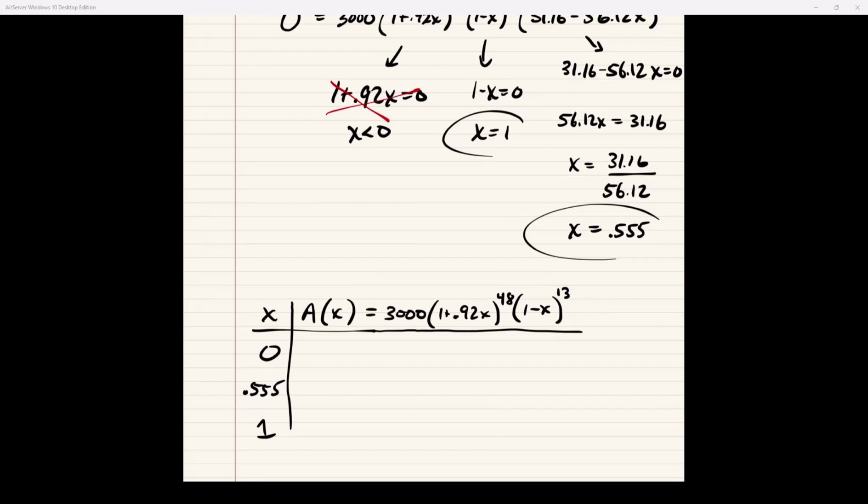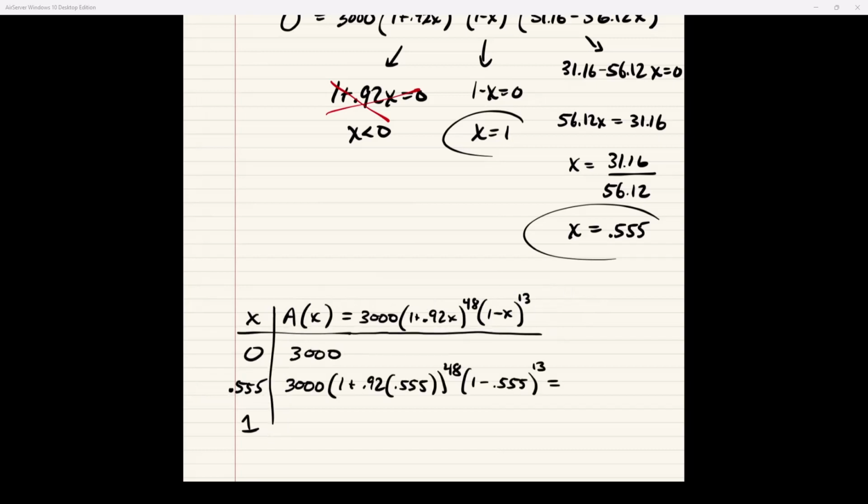If I plug in 0, this is going to be 1, this is going to be 1. So we end up with just a value of 3,000 when x is 0. If you plug in 0.555, this is about 31,987,216.87. All right, so about 31 million. And then plugging in a value of 1, as soon as you plug in 1, you realize this factor is going to be 0, and so the whole thing produces a value of 0.